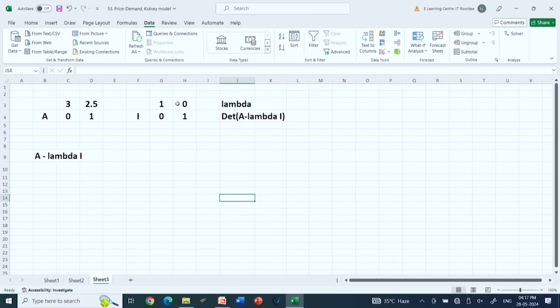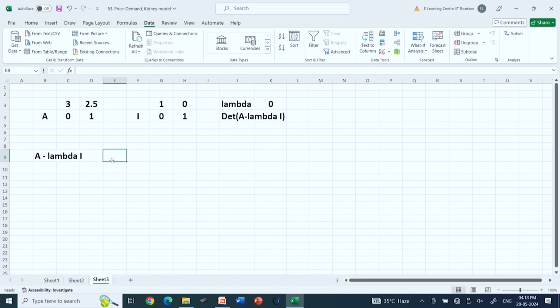Then I write the identity matrix. Then I put the lambda and I put A minus lambda I and then the determinant of A minus lambda I. So, basically I need to solve the determinant of A minus lambda I equal to 0. So, for that first I calculate A minus lambda I, and to calculate this, what you do is you highlight this cell and put an equal to. Before putting an equal to, you know that it will be a 2 cross 2 matrix. So, first highlight this 2 cross 2.